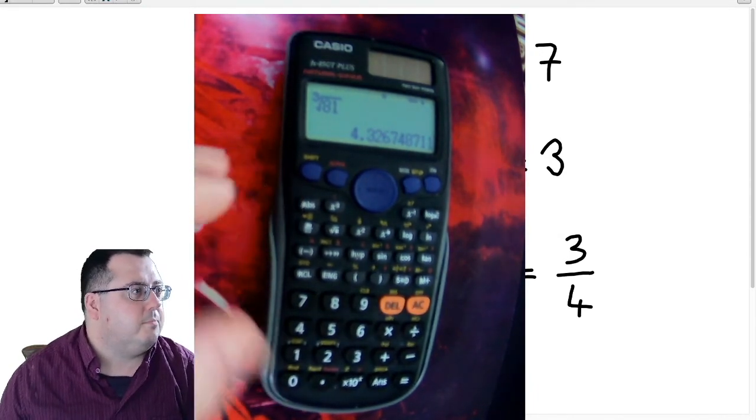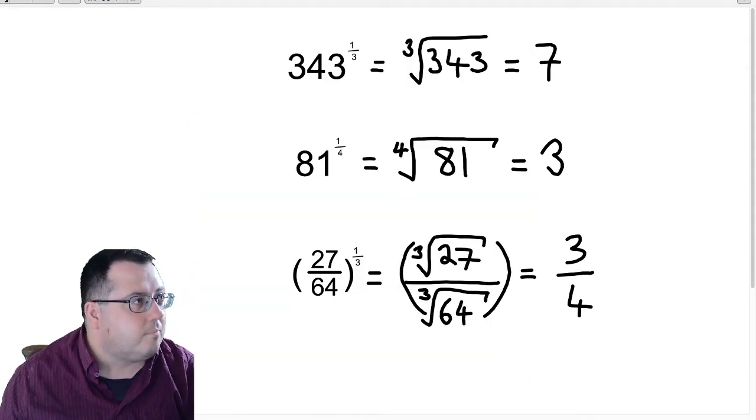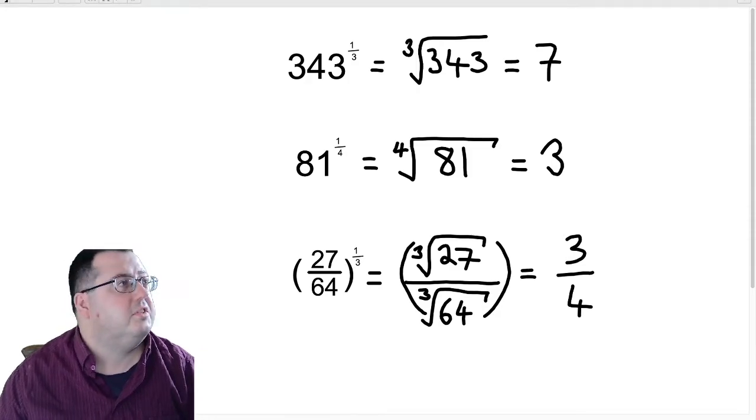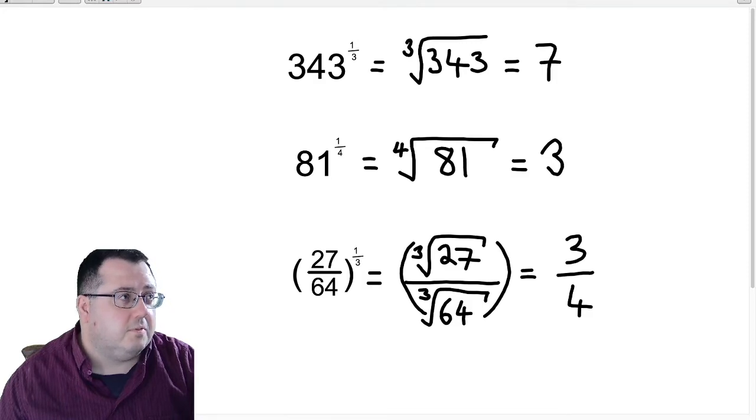Doesn't matter. Let's move the camera out the way and show you the completed question. 27 over 64 is the cube root of 27 over the cube root of 64. Cube root of 27 is 3. Cube root of 64 is 4.